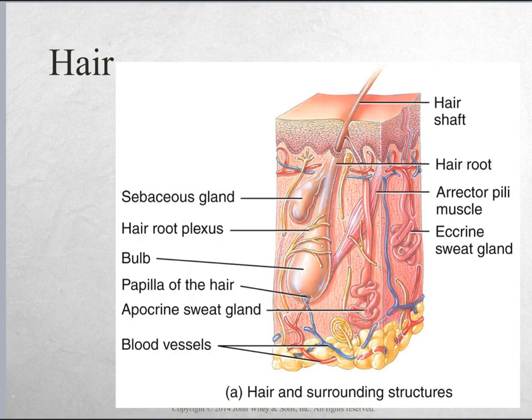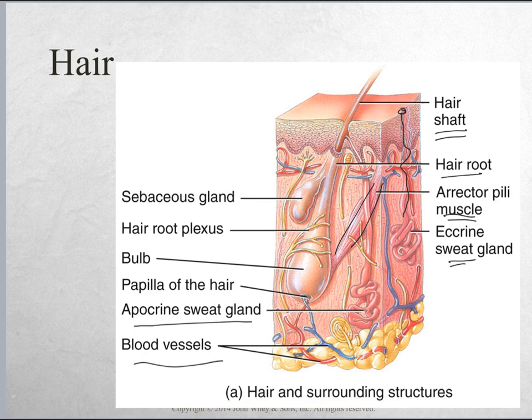So putting it to diagram, we can see the hair shaft. This is again what we can see that's above and out into the free air. The hair root. We've already discussed in our previous lecture the importance of the erector pili muscle. Here's an eccrine sweat gland. You can follow that to a pore on the outside of our body. Blood vessels, an apocrine sweat gland.